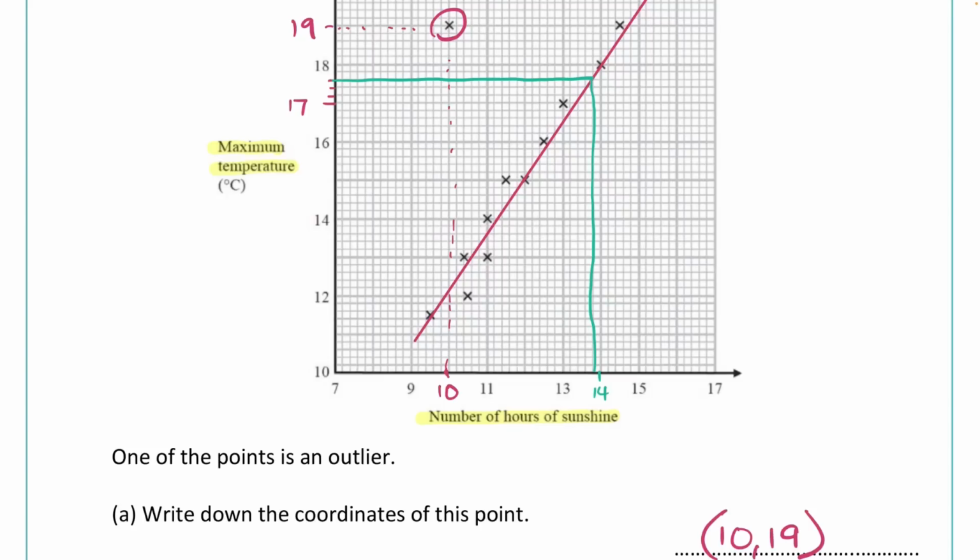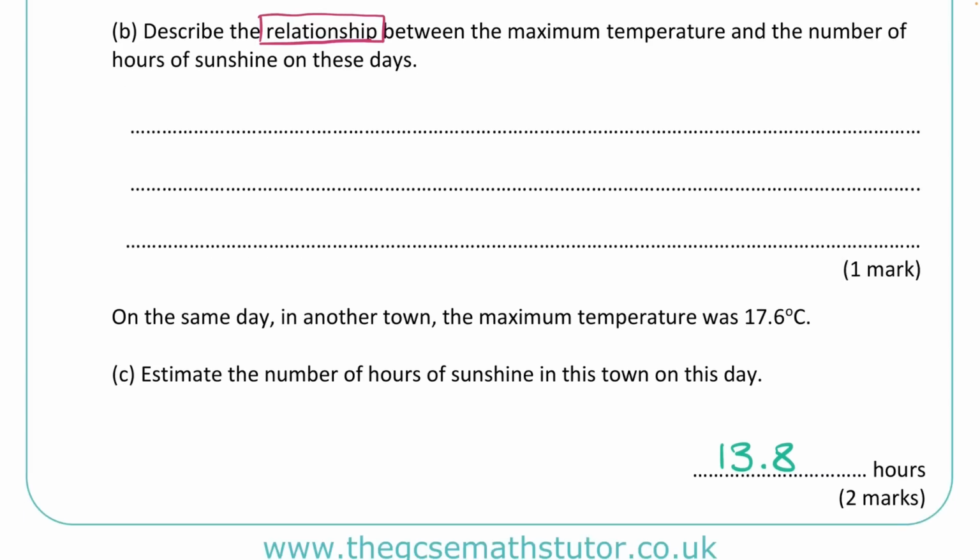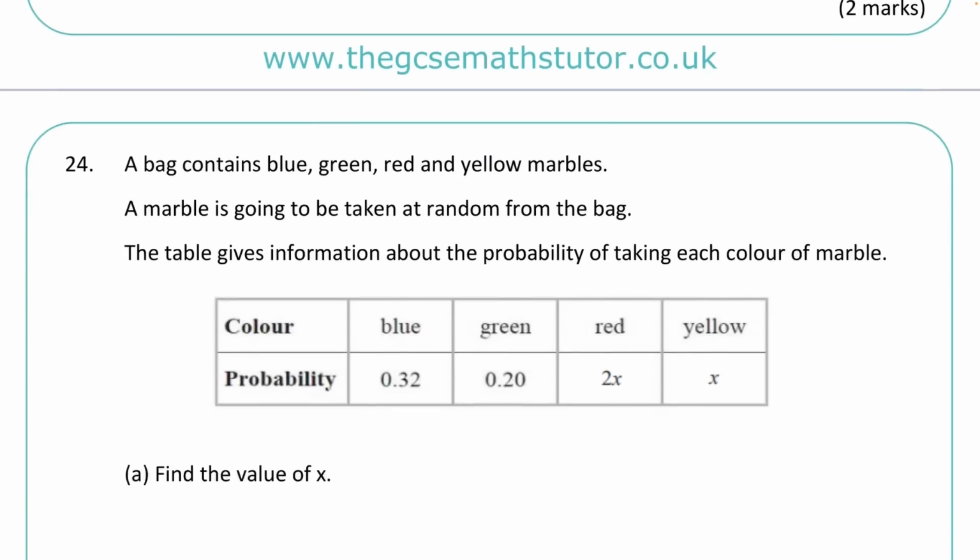Important part there is to use your line of best fit and show how you've used your line of best fit. So trace that line across and show where you've met the point. But there we go, that is using a scatter graph.